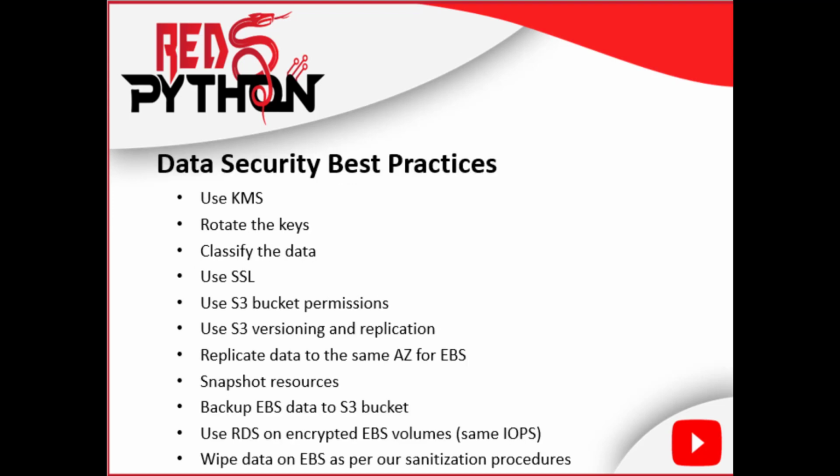From the data security perspective, the best practices are to use key management services by rotating the keys, classify your data, implement controls based on the classifications of your data, use SSL all the time, and use S3 bucket permissions. Enable versioning and replication under S3 so that you protect yourself from data loss and data failures. Back up your Elastic Block Store to an S3 bucket. You can always wipe data and decommission instances as per sanitization procedures that can be supported by AWS.